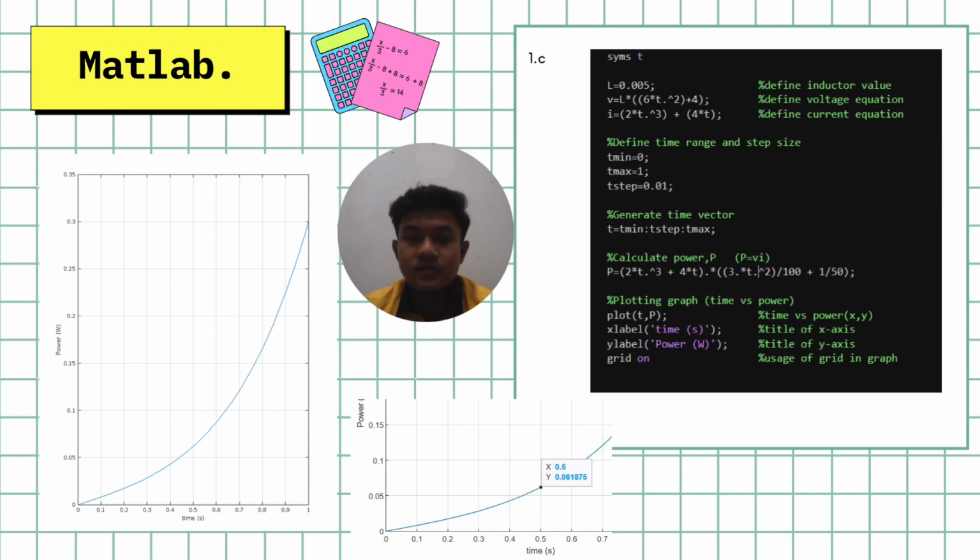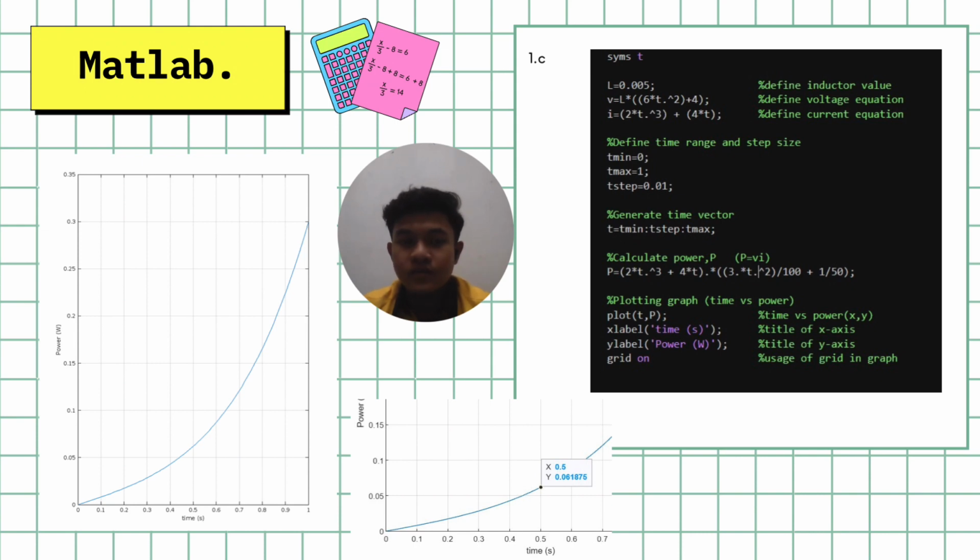So the answer is P equals 2t power of 3 plus 4t times 3t power of 2 over 100 plus 1 over 50. When plotting the graph of time versus power, you need to use the command plot t, p, and for the x-axis label, which is time, the unit is s for second, and for the y-axis, the title is power, and the unit is W for watt.